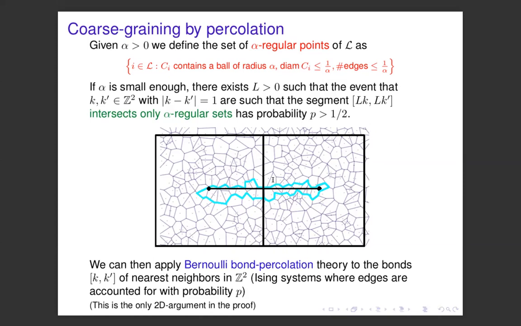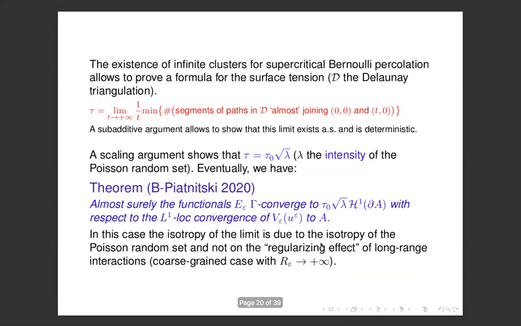So somehow this gives a sublattice which has good geometric properties, and this allows us to start the computation of the limit. It's not important how you define the limit, but the important thing is that it is isotropic. So the limit perimeter is indeed the length of the boundary of the set times a constant, which is an absolute constant, times the square root of the intensity of the Poisson random set.